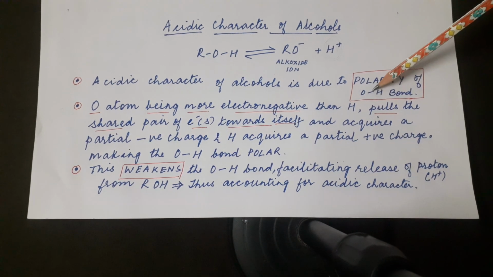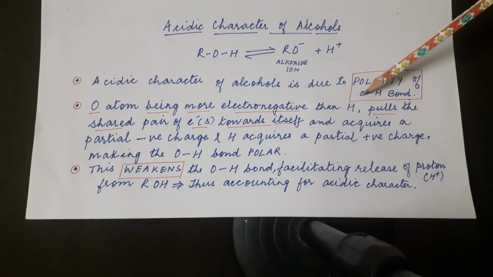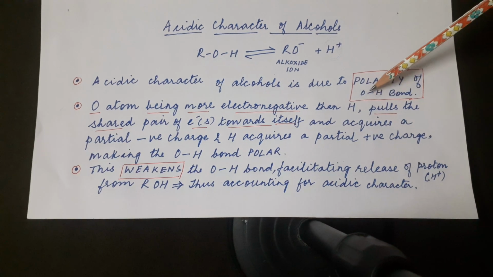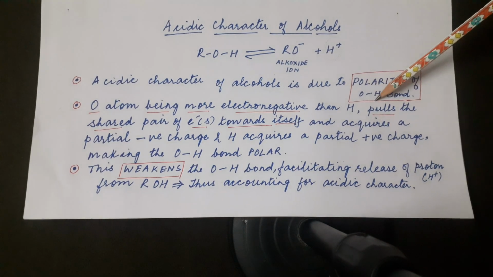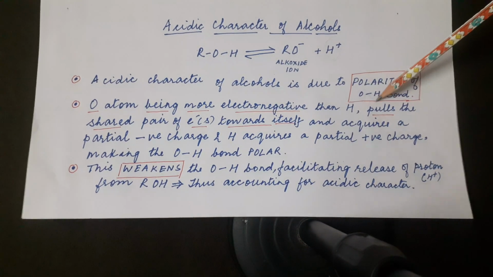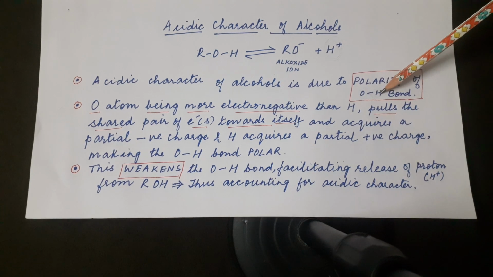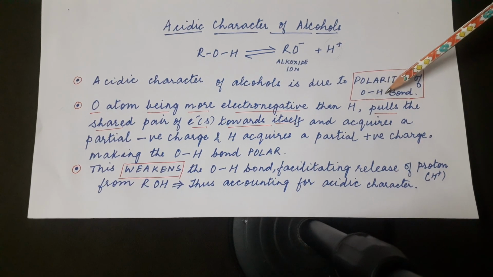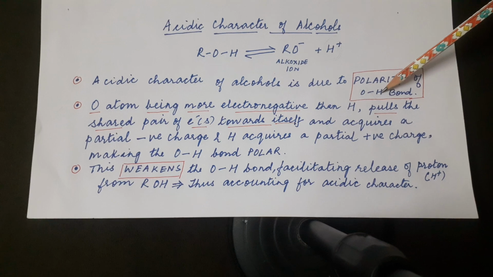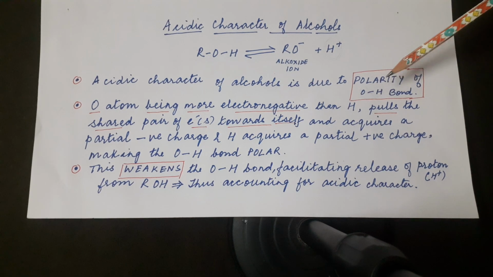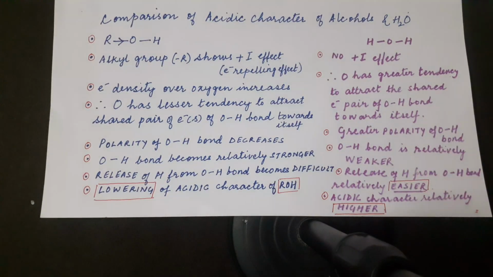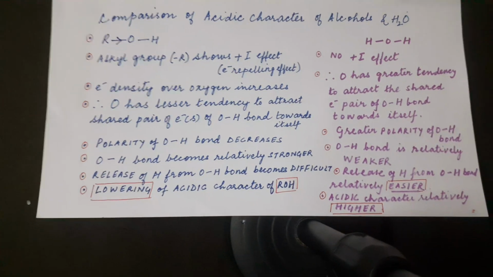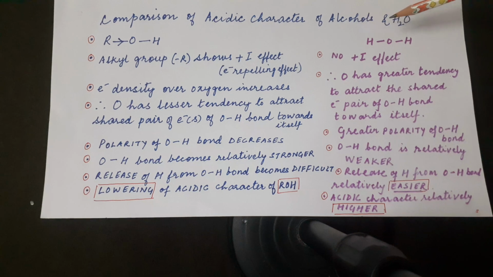Now, because the electron shifting has taken place towards one of the entities, the sharing is not happening symmetrically or equally, and therefore the bond becomes weak. And as soon as the bond becomes weak, the release of H plus is facilitated, and that release of H plus with greater ease accounts for the acidic behavior of alcohols. Now let us compare the acidic character of alcohols and water.